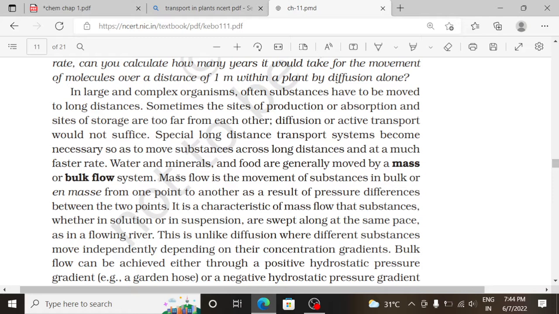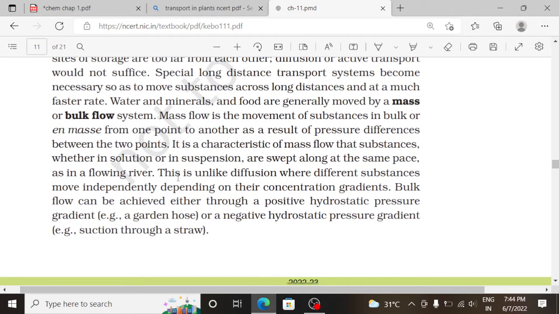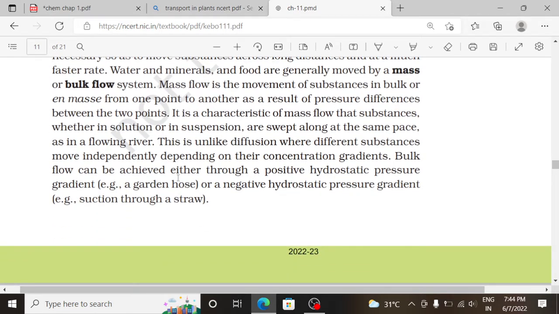Water and minerals and food are generally moved by mass or bulk flow system. Mass flow is the movement of substances in bulk or en masse from one point to another as a result of pressure differences between the 2 points. It is a characteristic of mass flow that substances, whether in solution or in suspension, are swept along at the same pace as in a flowing river. This is unlike diffusion, where different substances move independently depending on their concentration gradients.